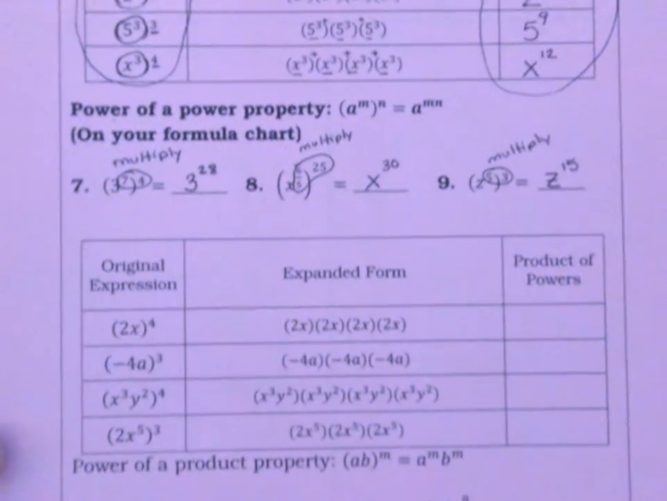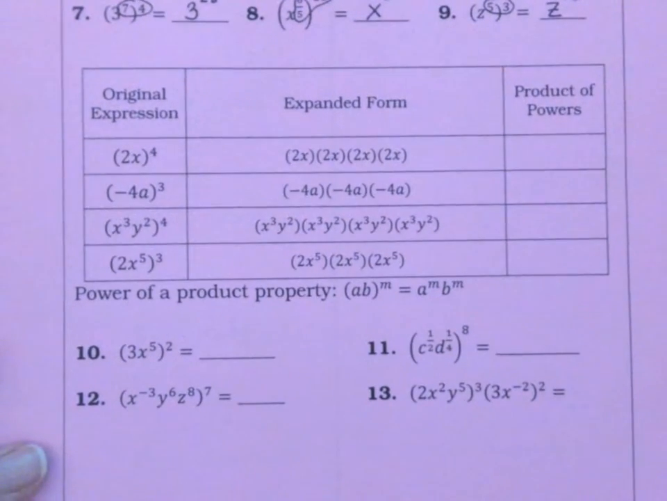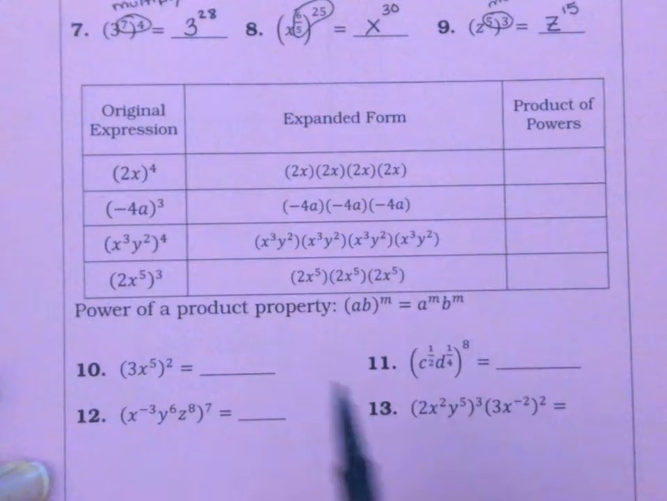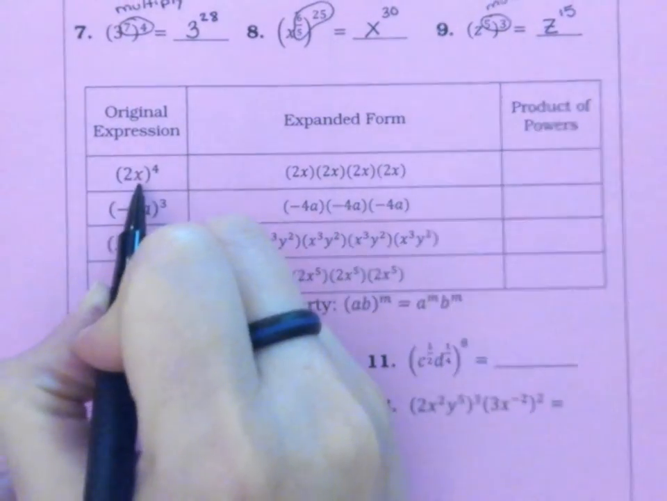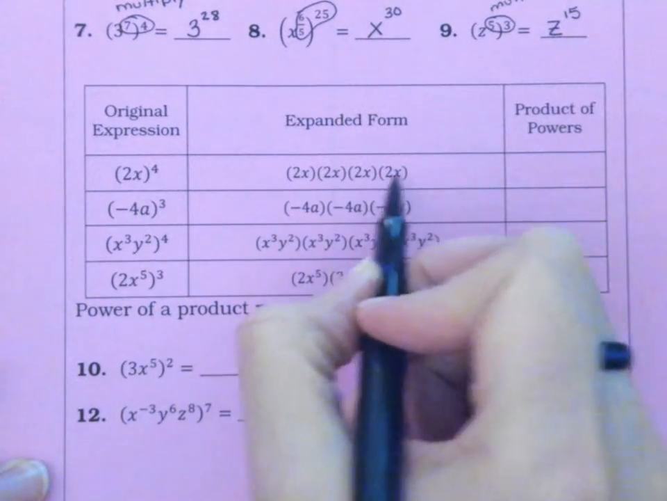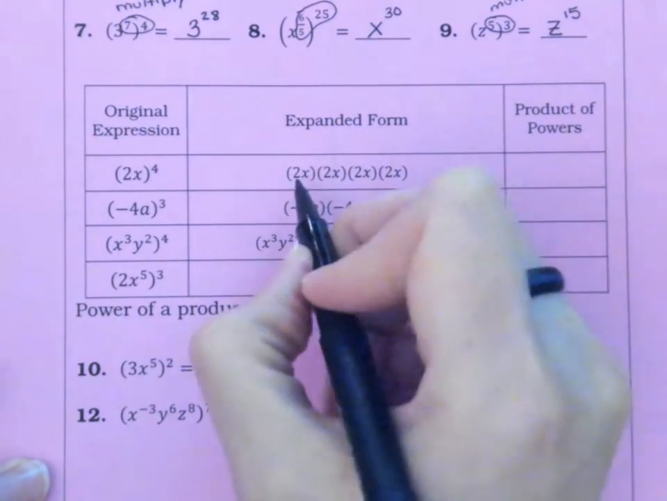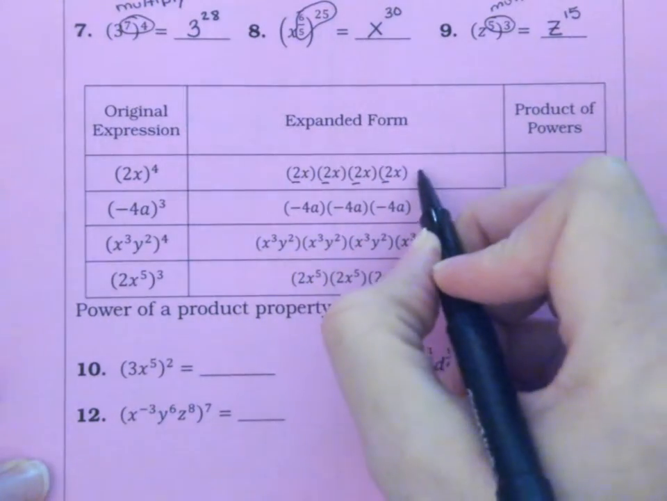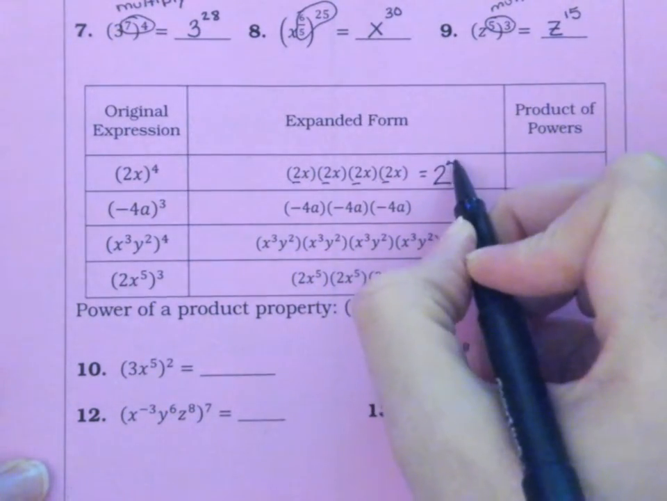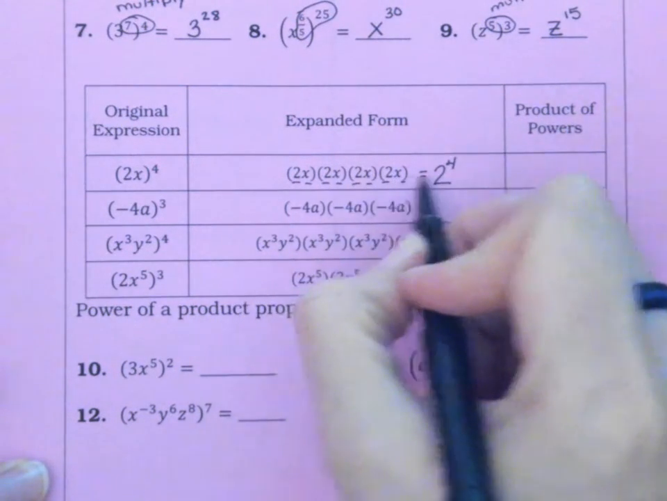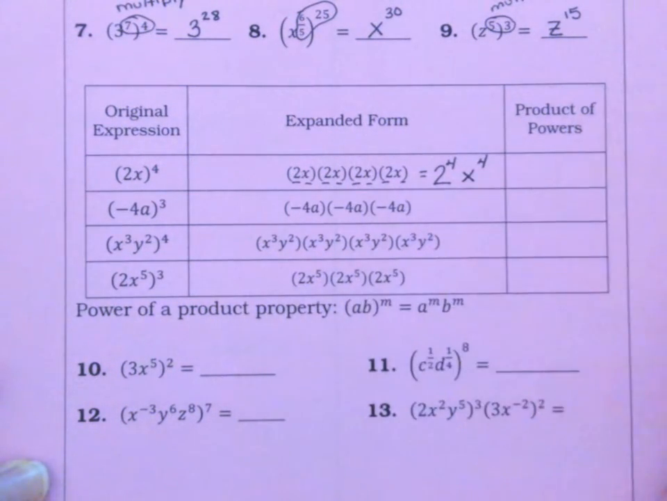All right, the hard part comes in whenever I put a coefficient in front. So this example, 2x to the 4th power means I write 2x 4 times, which I did. And then I take my 2's. Well, how many 2's are there? This is 2 to the 4th power. And how many x's are there? That's x to the 4th power.